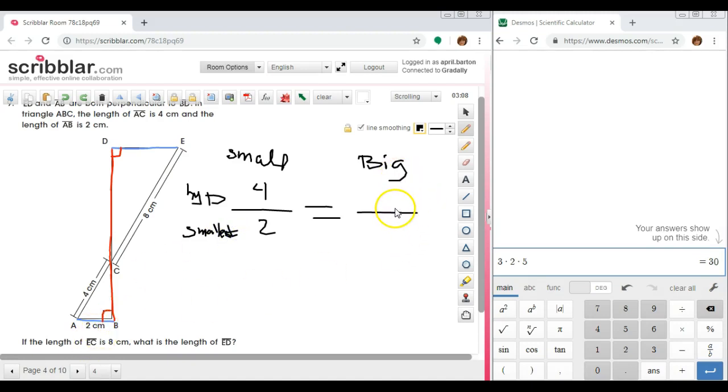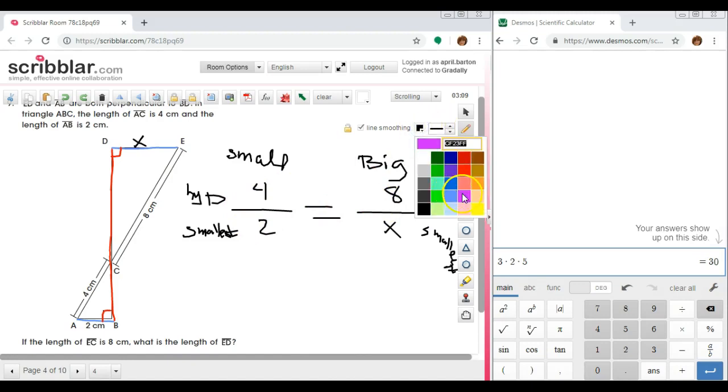So on the big triangle, now we have to keep it in the same order. We have to put the hypotenuse over the smallest side. If we don't put it in that same order, our proportion will not be correct. So the hypotenuse is labeled with 8. The smallest side, which I also highlighted in blue, the E to D, is not labeled, and that's where we need our variable. We need to figure out what that side is. So I'm going to call it the variable x. Once you've set up your proportion, you cross multiply.